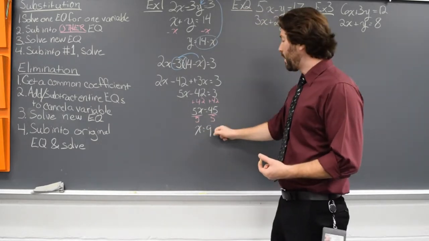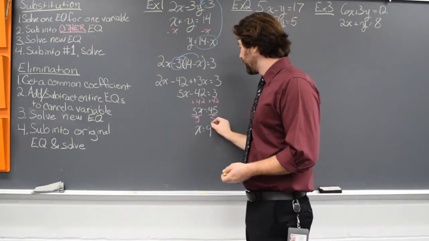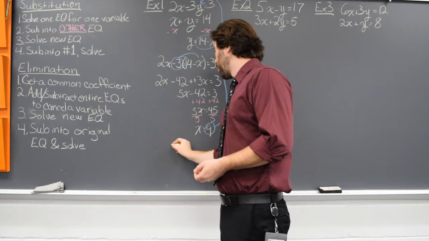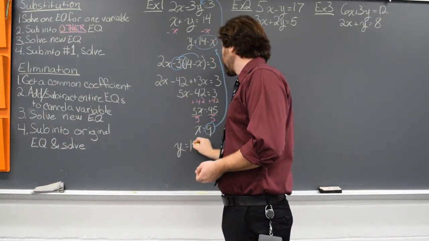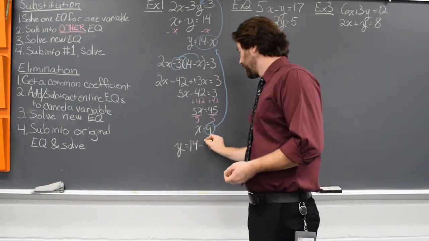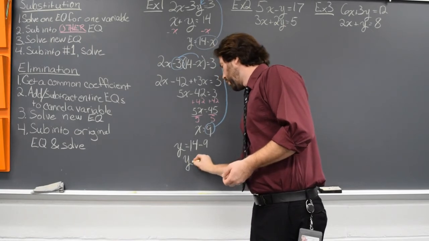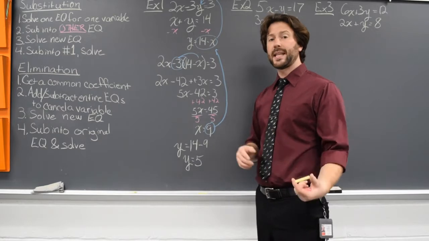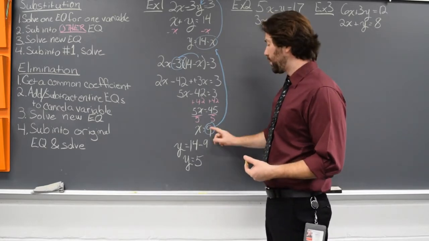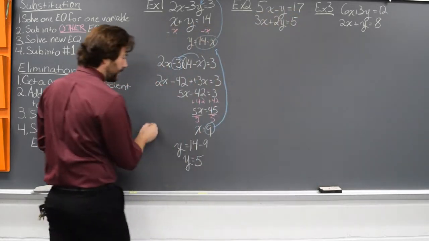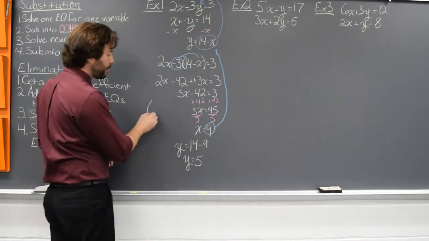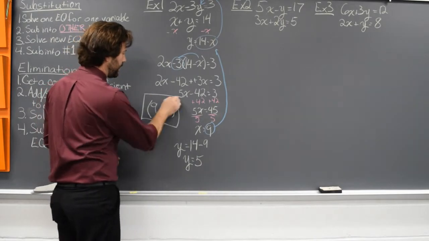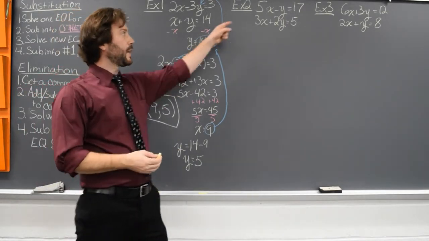Now, once we have what x is equal to, we can use that and sub it in here to find what y is equal to. So y is equal to 14 minus, instead of x, 9, which means that y equals 5. Now your solution to a system of equations is an x-y pair. So we want to put these two together in an ordered pair. So our answer, instead of x equals 9 and y equals 5, we just say the ordered pair (9, 5). And there we go.